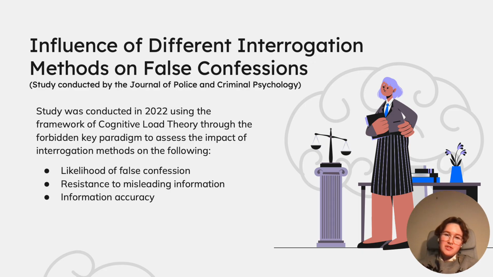The study compares false confession rates between CIS, the information gathering method, IGM, and the accusatory information interview method, which is the AIM. Since CIS and IGM were similar in outcome, this presentation compares only CIS and AIM. The study had 125 students participate in the forbidden key paradigm, where they were falsely accused of pressing a key that caused a computer crash. Each was then randomly assigned to one of the 3 interrogation methods.